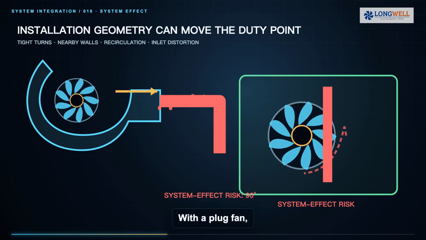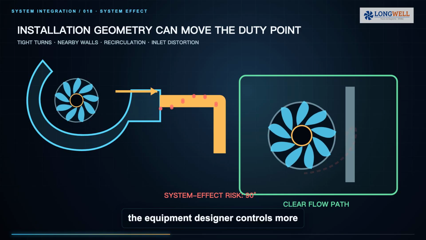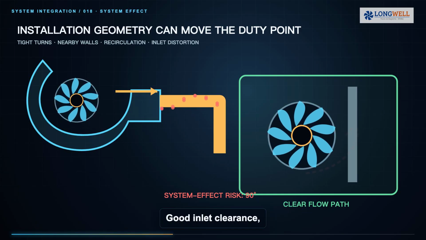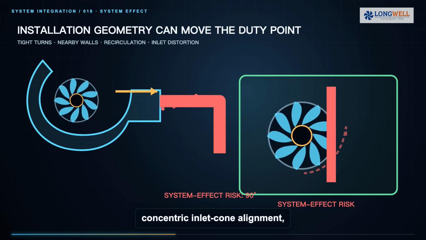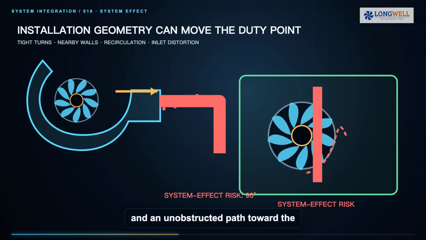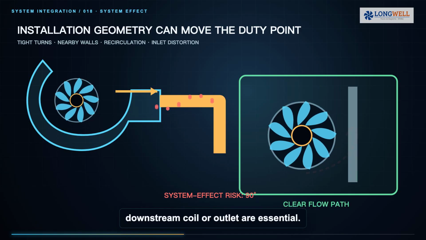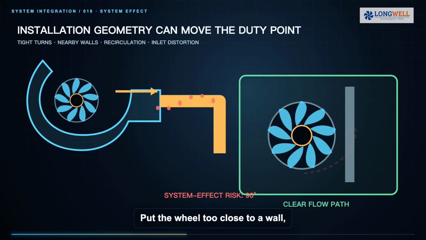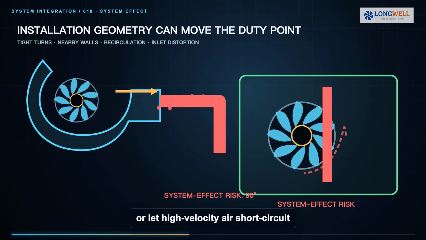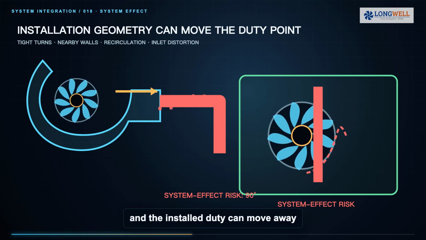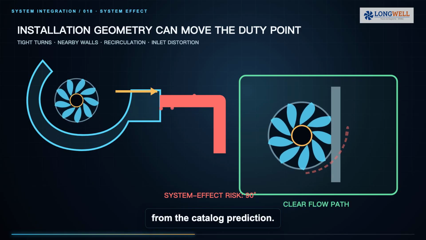With a plug fan, the equipment designer controls more of the discharge environment. Good inlet clearance, concentric inlet cone alignment, separation from nearby walls, and an unobstructed path toward the downstream coil or outlet are essential. Put the wheel too close to a wall, or let high-velocity air short-circuit back toward the inlet, and the installed duty can move away from the catalog prediction.